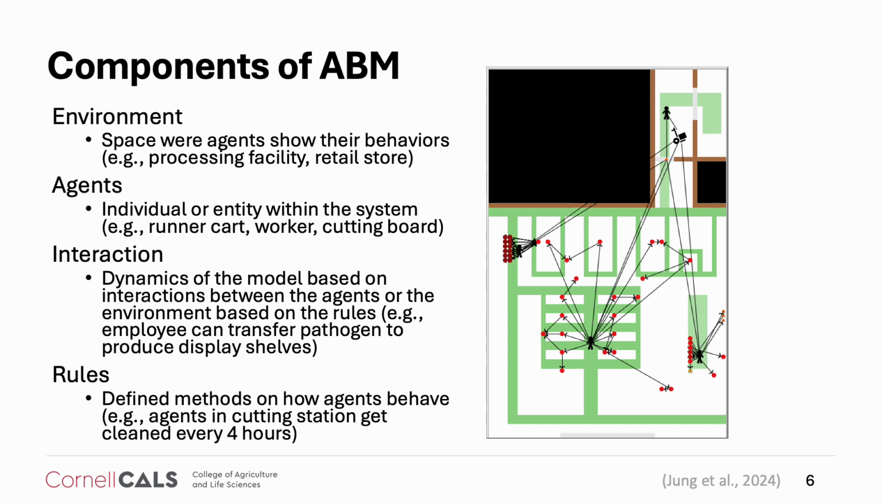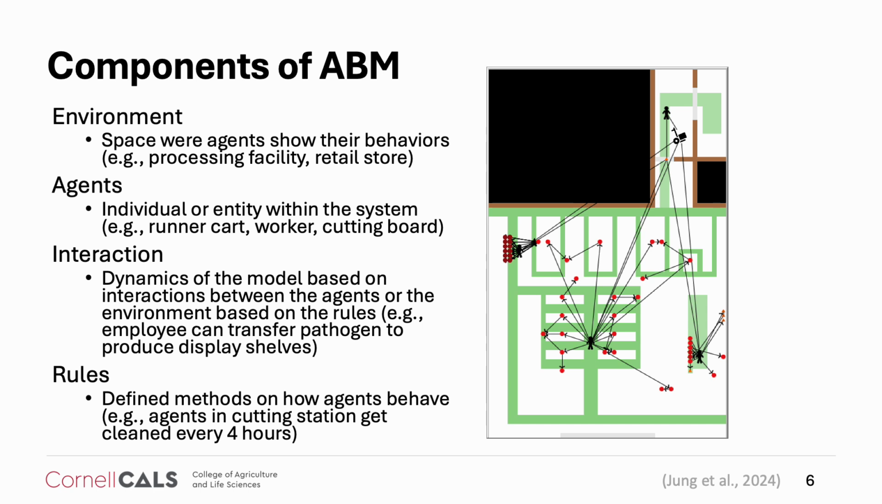The dots, triangles, and other icons like human or cart you see on this map represent each agent, which I'll explain further soon. Although the environment here is specific to the produce section of the retail store, any environment in a produce supply chain, such as a processing facility or a packing house, can also be replicated into NetLogo.